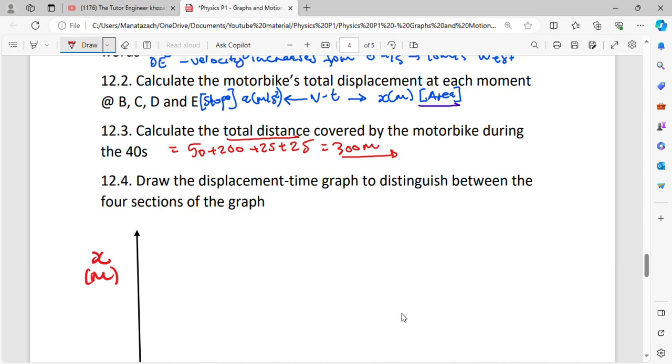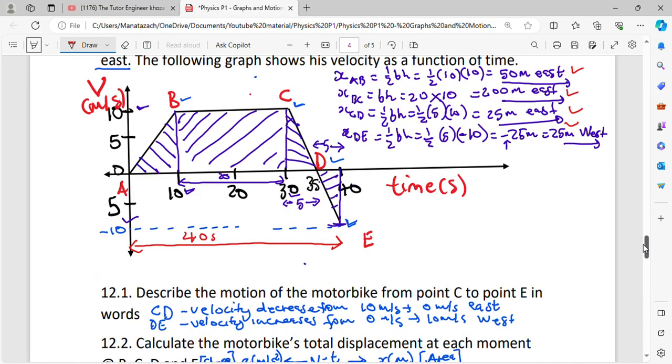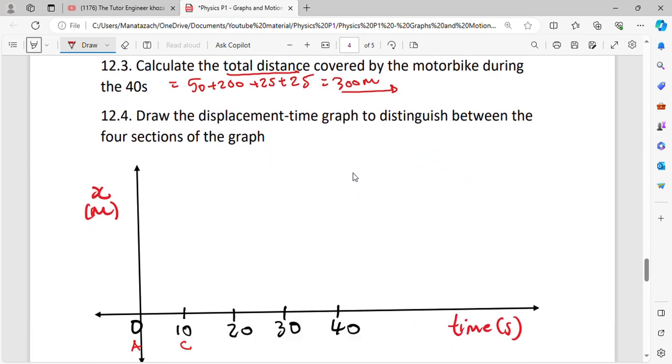Draw the displacement time graph to distinguish between the 4 sections of the graph. Okay, we've already worked out the displacement at various points. Remember, 10 seconds is point C, 0 is A, and then 20 seconds. Do we have 20 seconds? Let's check. We don't have. Okay, point C is at 30 seconds, and then D at 35, and then E at 40. Let's write that one down.